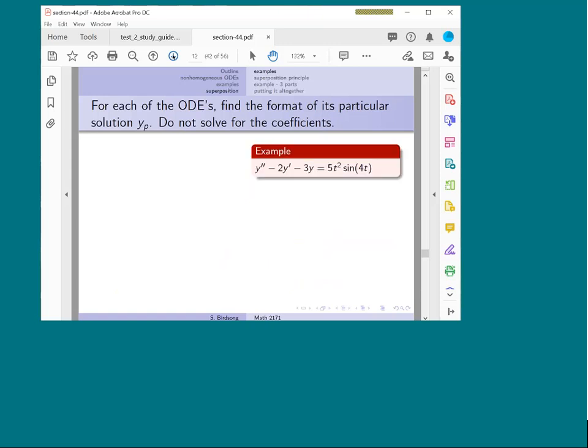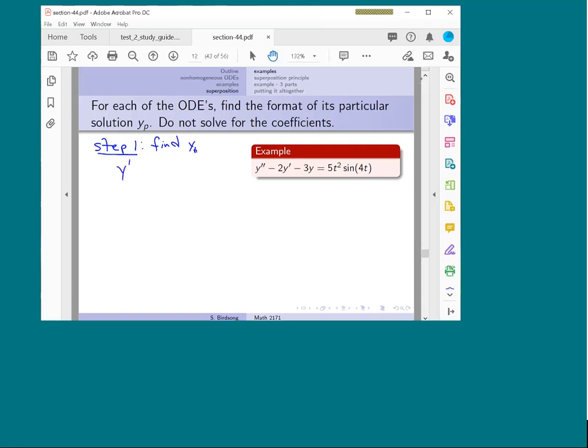The other example here is the second derivative of y minus 2y prime minus 3y, and this now equals 5 times t squared times sine of 4t. And no typo in this differential equation, luckily. All right, so again, if you wanted to, you could skip dealing with step 1. Step 1 deals with our associated homogeneous differential equation. So find the homogeneous solution. But let's go ahead and do it.